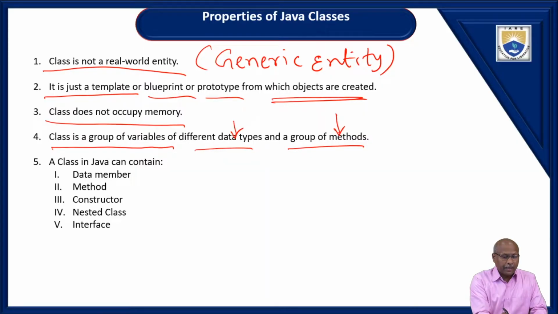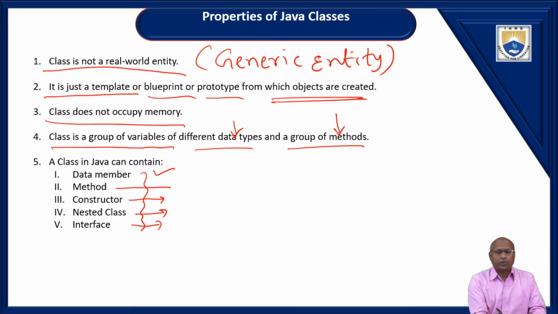A class in Java contains these items. Data members, which means the variables required for the class. Then methods, that means the functions you are going to use for the class. Then you can write a constructor to initialize the object. Then you can write a nested class. Then you can write an interface also. These are the items available inside the class, or you may not use them also.